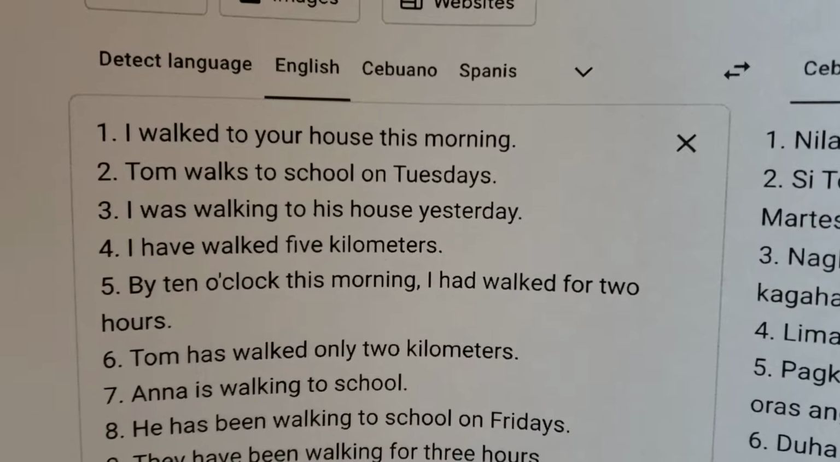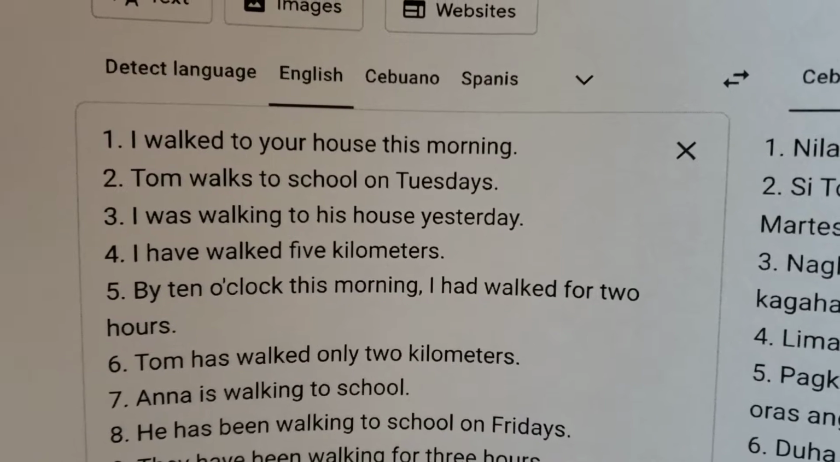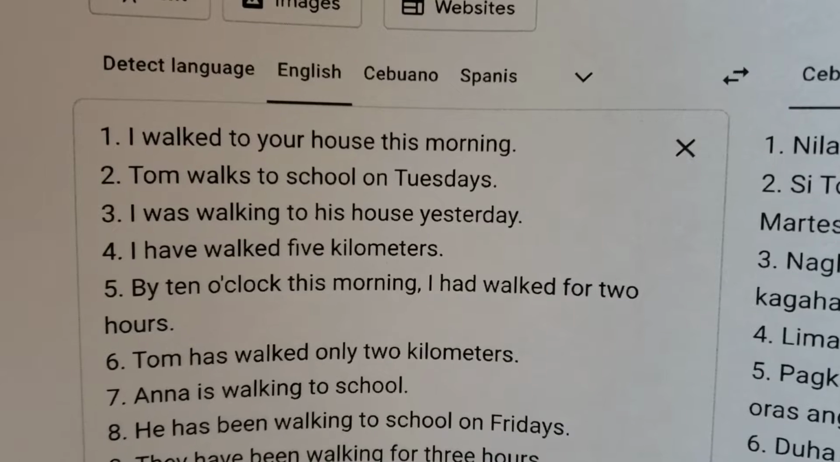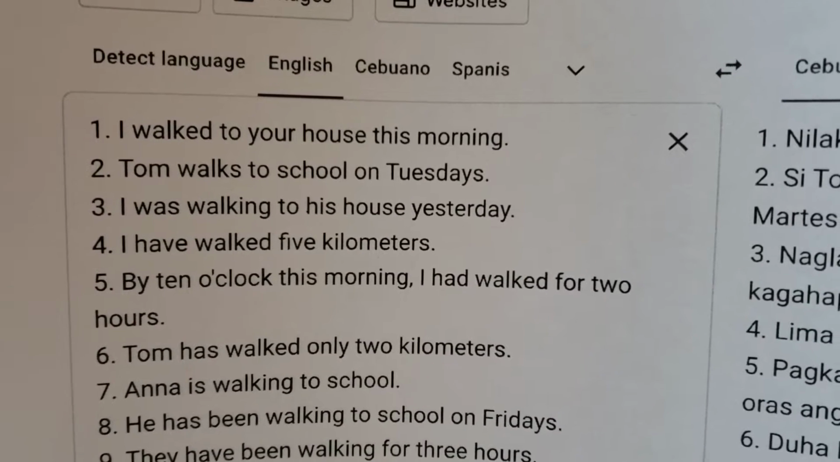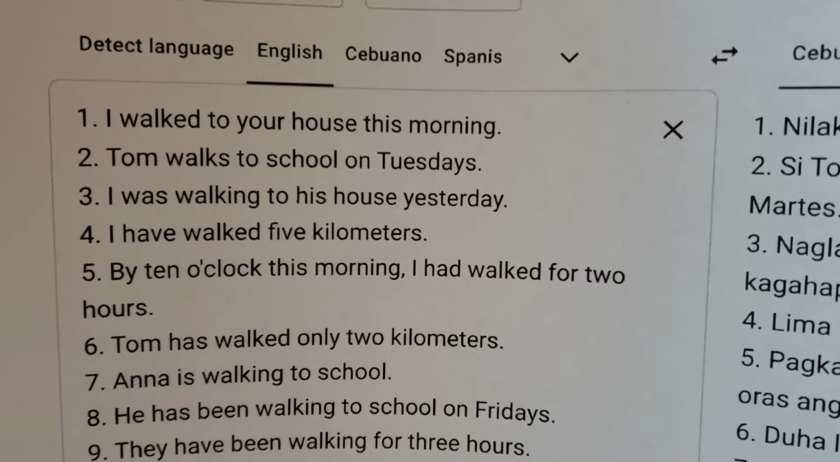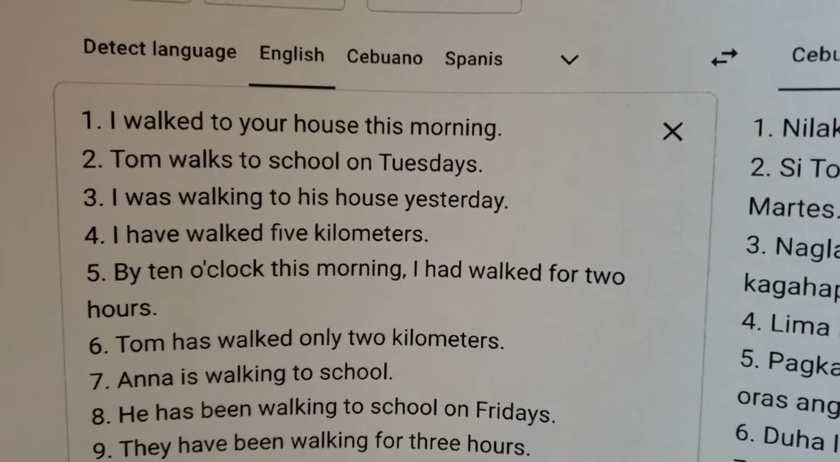Walks. Number three is an example of past progressive. It's continuous. It's an action ongoing at the time in the past. Longer duration. I was walking. I was walking to his house yesterday.